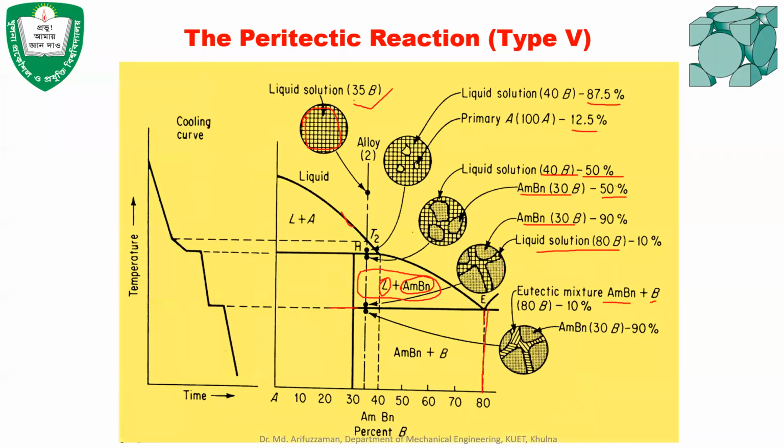But the grains, the crystals that have been produced for AMBN, will remain the same. That means the AMBN will remain the same, and after the eutectic reaction, the liquid that is remaining in this region will be converted into eutectic mixture of AMBN and B, and that will remain at room temperature.